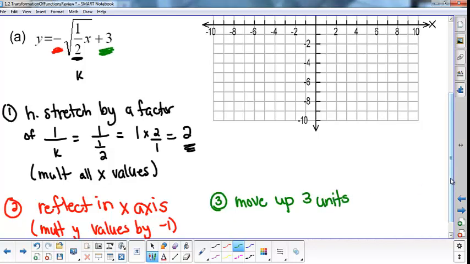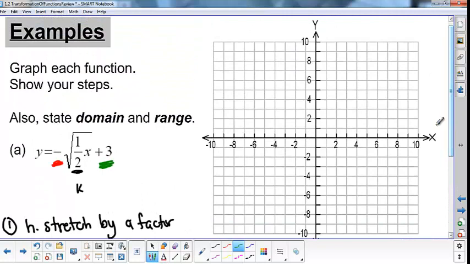Okay, so if we're going to show all of our steps, the first thing I'm going to do is graph the base function. Our base function is the square root function right here. Remember, your Hall of Fame graphs start at 0, 0, 1, 1, square root of 4 is 2, square root of 9 is 3. Then connect all the dots as best as you can, and don't forget your arrows.